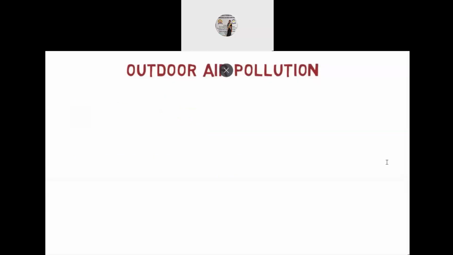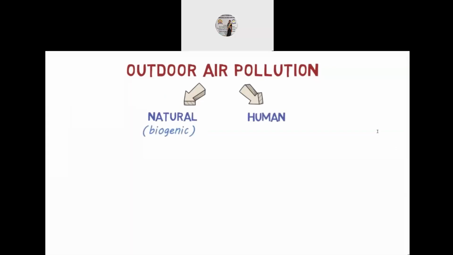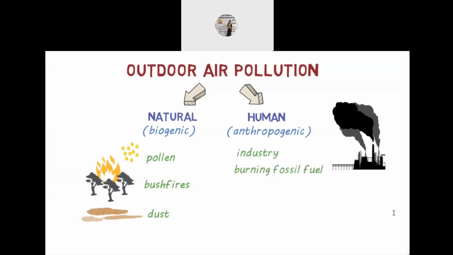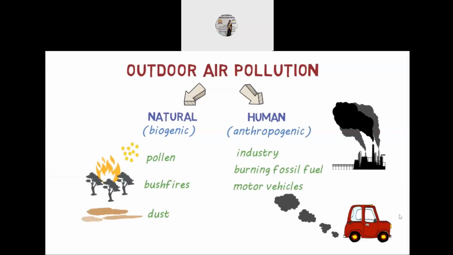The outdoor air can be polluted by natural sources or human sources. Natural or biogenic sources of air pollution include pollen, bushfires, or dust from deserts. Pollution of the air from human sources, also called anthropogenic air pollution, is commonly due to industries, burning of fossil fuels, and the use of motor vehicles. There are hundreds of different types of air pollutants. Let's take a quick look at a few important ones.